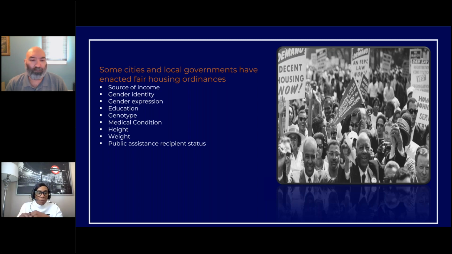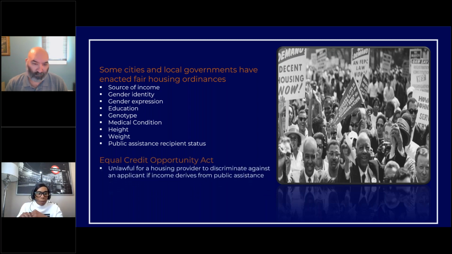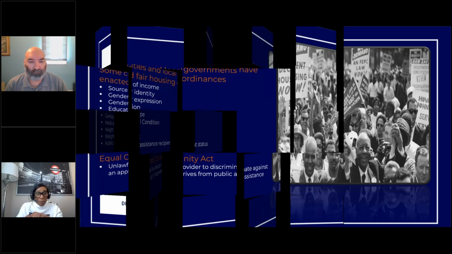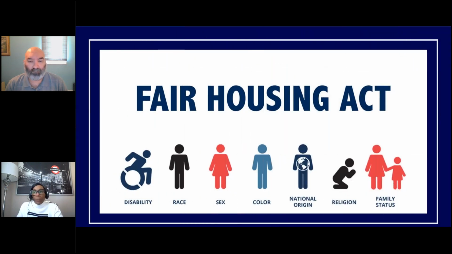Can you hit it for me, Grace, please? And that's called the Equal Credit Opportunity Act, and that would fall under that. It's unlawful for a housing provider to discriminate against an applicant if income derives from even public assistance. So this is a wide umbrella, but we're finding other things that are going to be going under this act. And source of income is one of them. And let's go ahead, next slide.